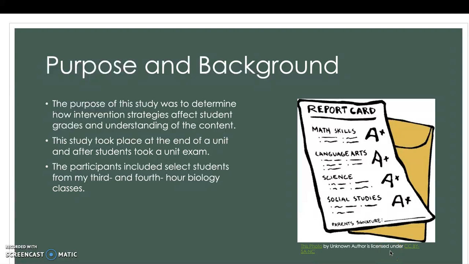The study took place at the end of a unit and after the students took a unit exam. I took the unit exam scores and then based intervention strategies and a reflection piece around student exam scores. The participants in this study included my students from my 3rd and 4th hour biology class. I did not study all students because not all students needed some intervention for this unit.